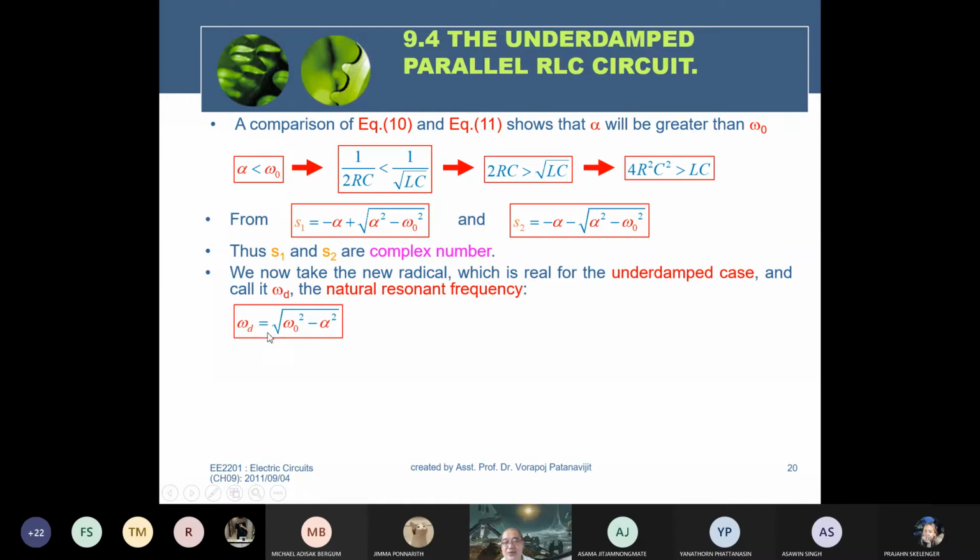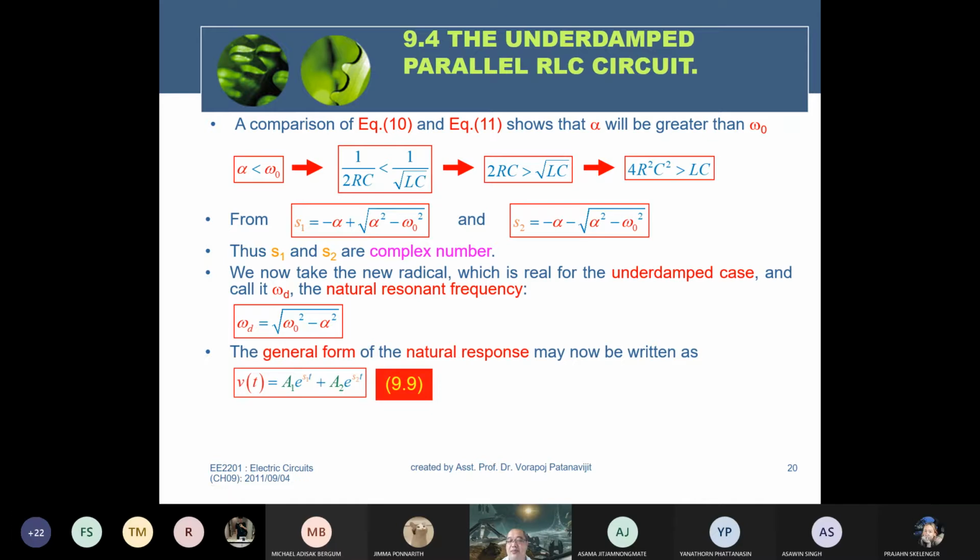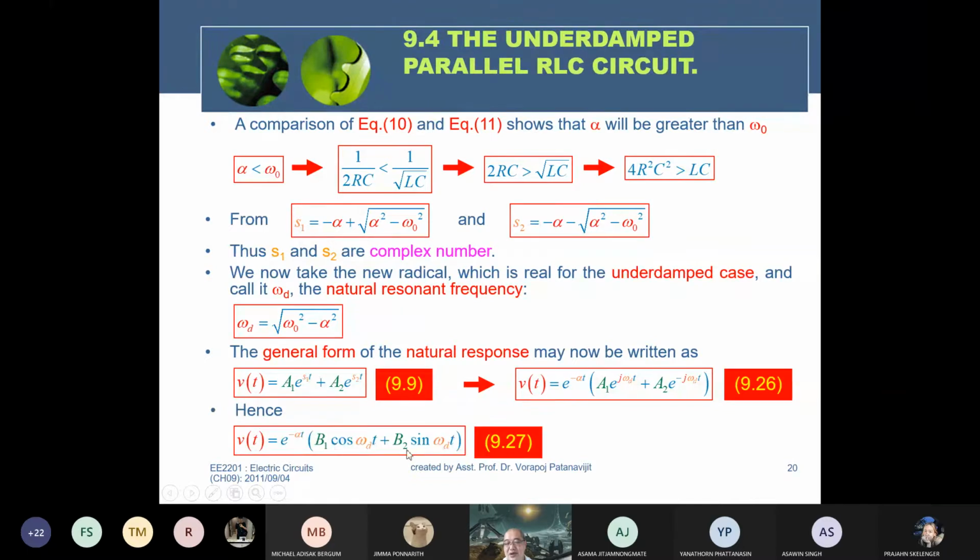Omega D is the reverse process. Omega D equals the square root of omega naught squared minus alpha squared. The general form of the natural response may be rewritten in this equation. Grouping them, you can split S into the real part and the imaginary part. The imaginary part you group together, and you can convert it into sine and cos forms.